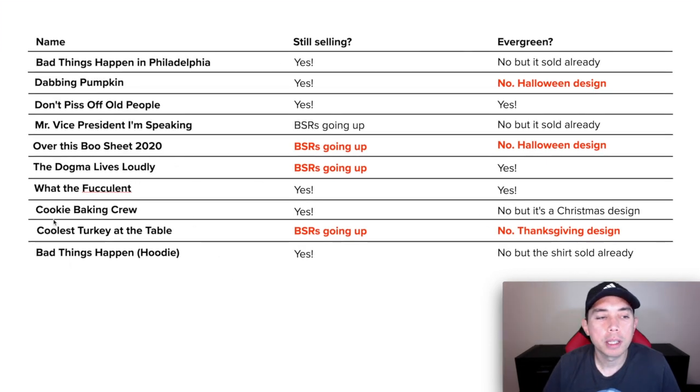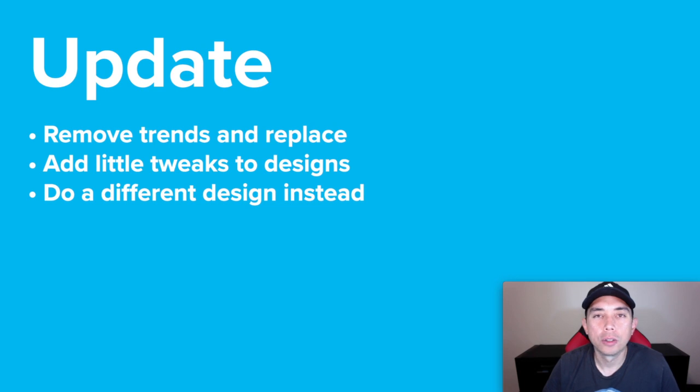The next step is update. So after looking at your table, you're going to want to update some designs. So that means removing trends and replacing them with something else. Maybe update a design, maybe a little tweak, or you could update a design totally different. So let me show you what I mean.